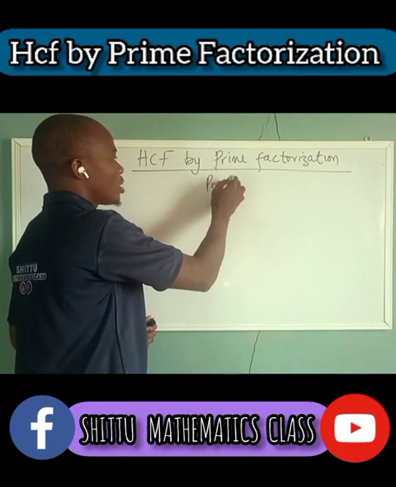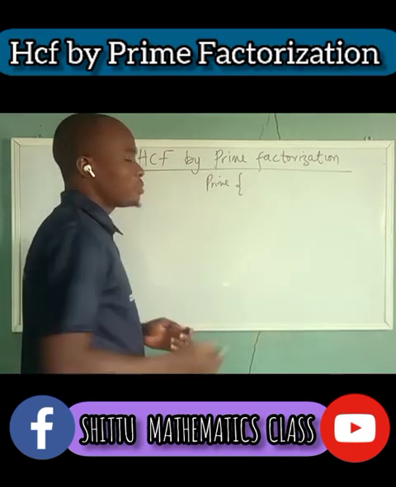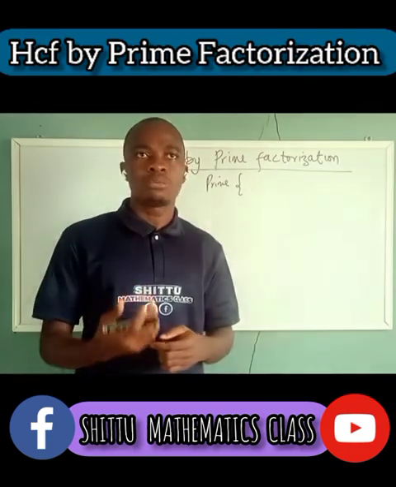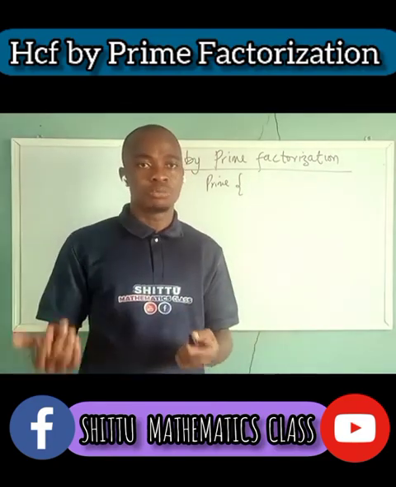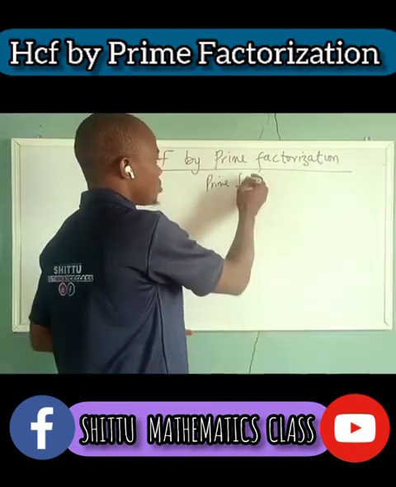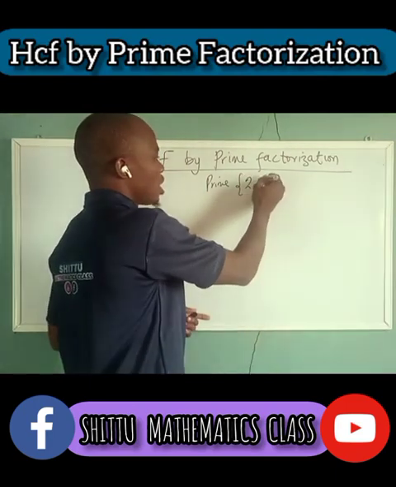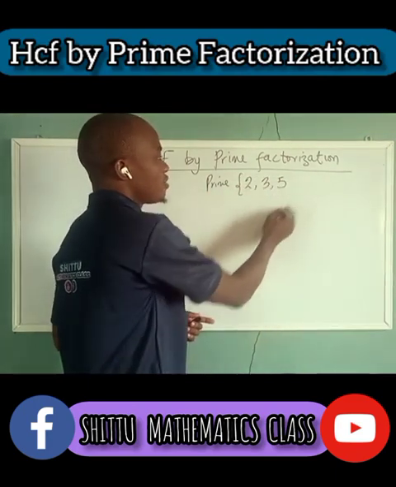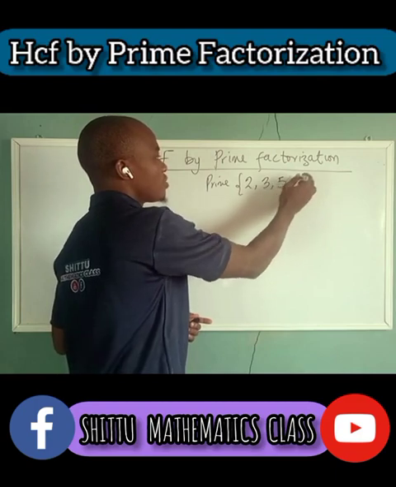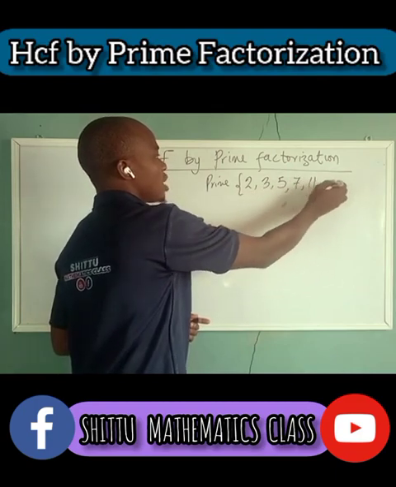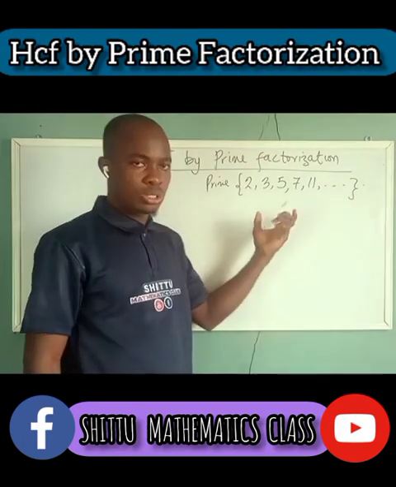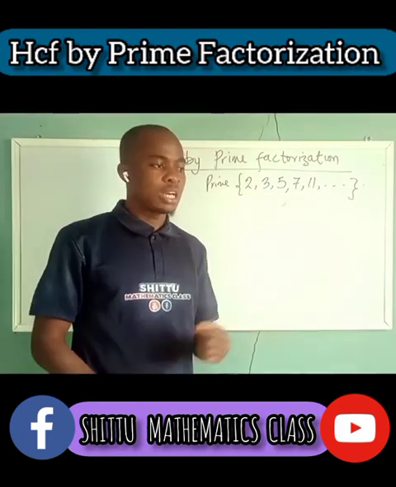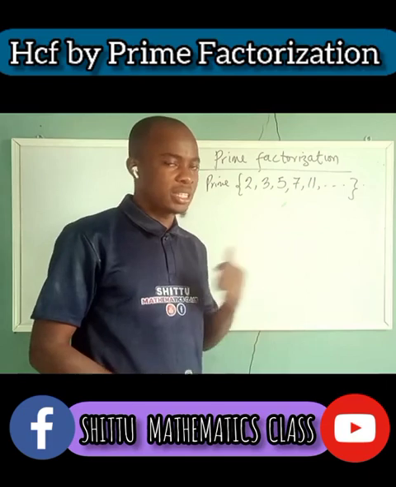But we are going to be applying this. We have prime numbers, that is, the prime numbers are numbers that have just two factors, one and themselves. Like for example, we have two, three, five, seven, 11, and so on like that. Are you getting it now? So these are the numbers we are going to be using. So now let's look at this from the example.